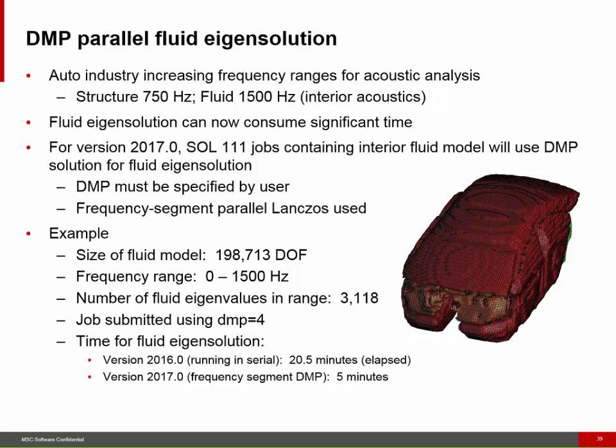Here's one example. The size of this fluid model is around 200,000 degrees of freedom, but there's a very large frequency interval resulting in several thousands of eigenmodes, in this case over 3,000 modes. When going from a serial to a DMP4 solution, we actually reduce the time spent in solving the eigenmodes for the fluid by a factor of 4. So it scales very well on those types of modal extraction of fluids. That's a significant performance increase for large fluid structure interaction acoustic analysis.